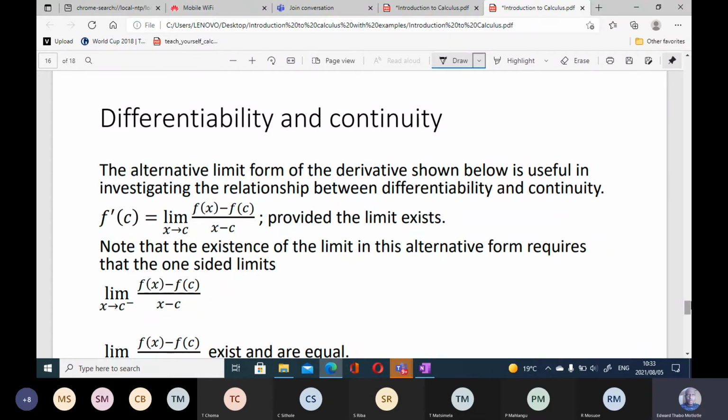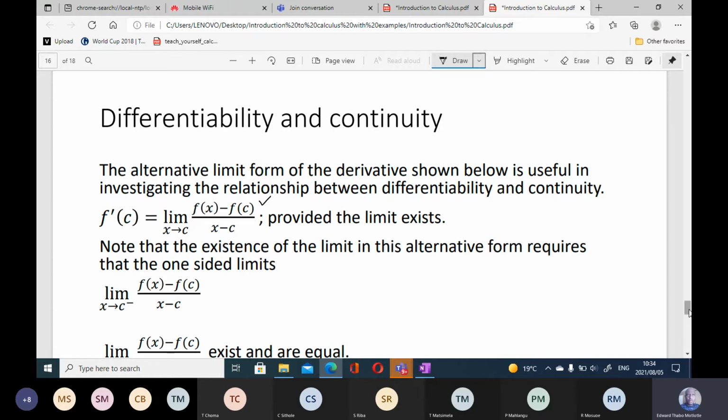So an alternative limit form of the derivative shown below is useful in investigating the relationship between differentiability and continuity. Okay, so this is another way of determining the derivative at c, provided the limits exist. Note that this is actually the same, it's just that here they've substituted c, but it's fine. We note that the existence of the limit in this alternative form requires that one-sided limits must exist.